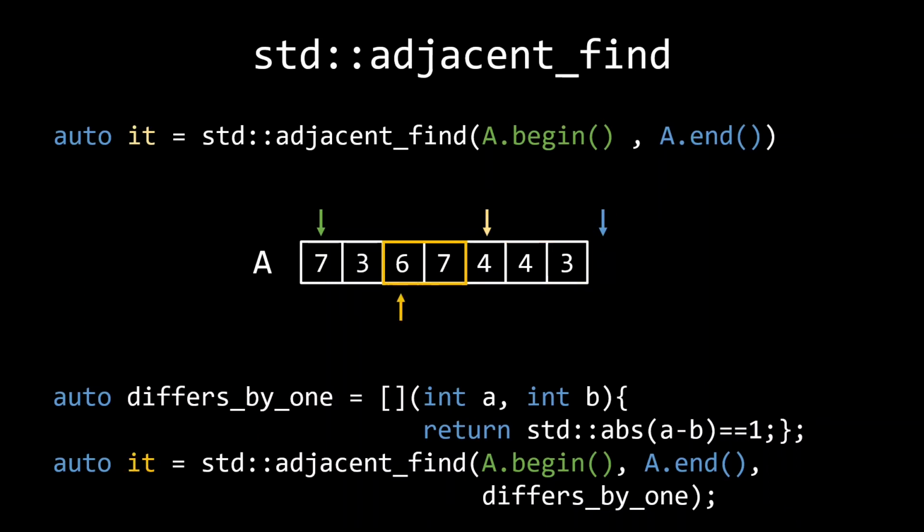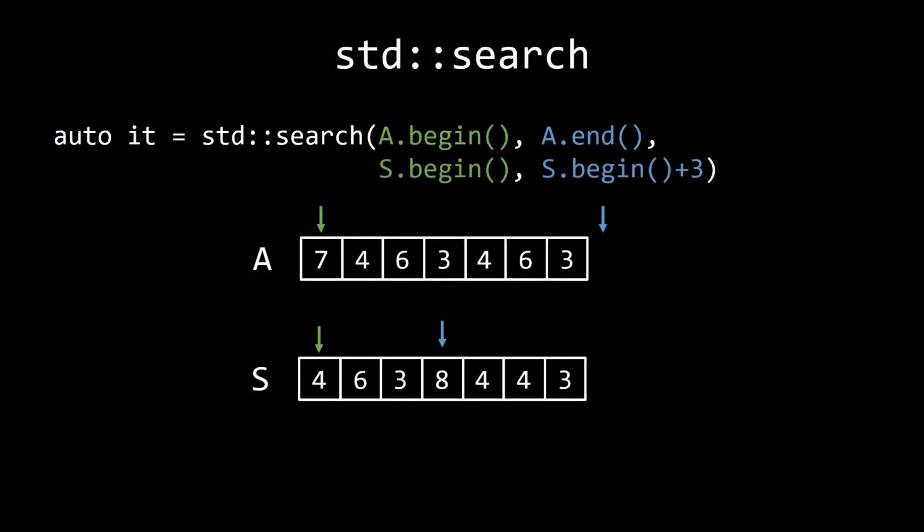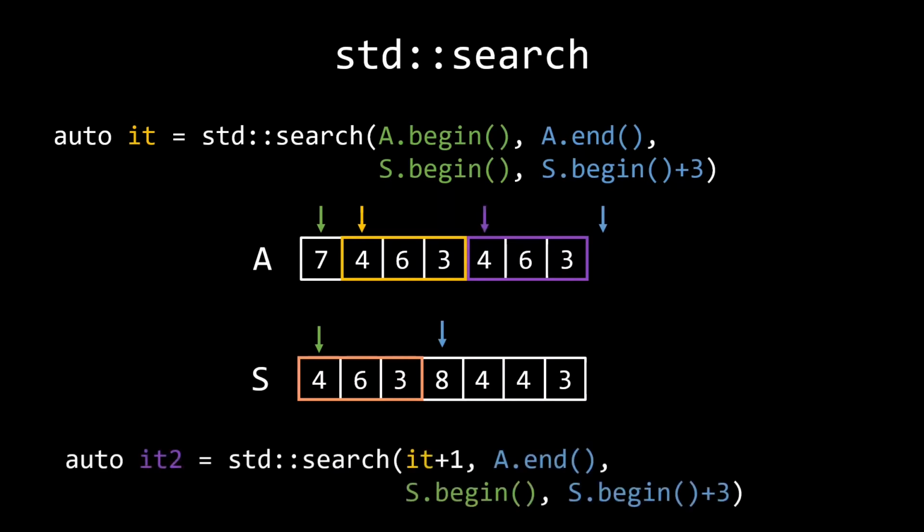If you're not interested in adjacent elements, but are looking for a specific sequence of elements, you can use standard search instead. Standard search accepts 2 ranges, one to search in and one to search for. It will then return an iterator to the start of the first occurrence of the search range, or the end of the input range if the search range does not occur in it. Note that, in this example, the search range occurs twice in the input range, but only the first occurrence is returned. This allows you to find all occurrences of the search range by repeatedly calling search using the iterator returned by the previous search plus 1 as the begin iterator for the next search.